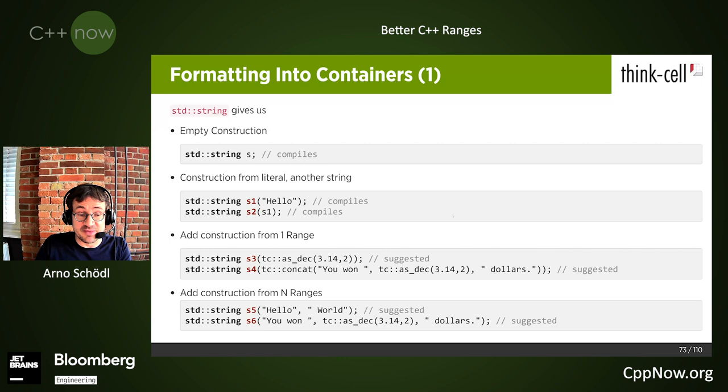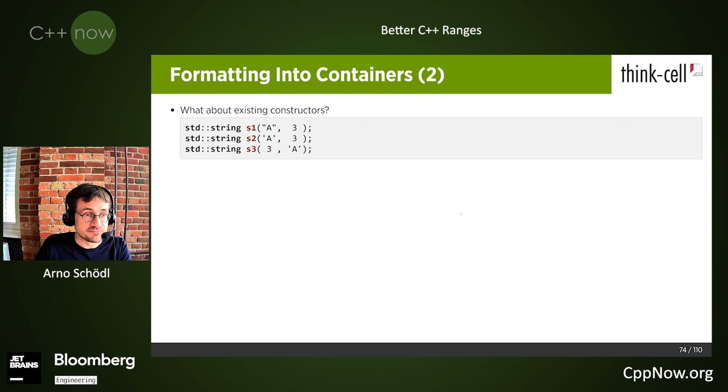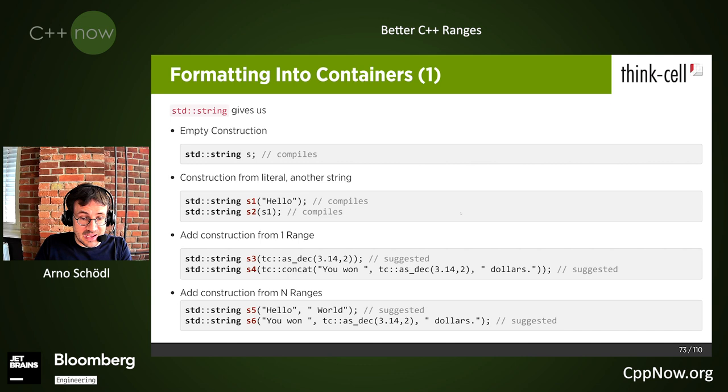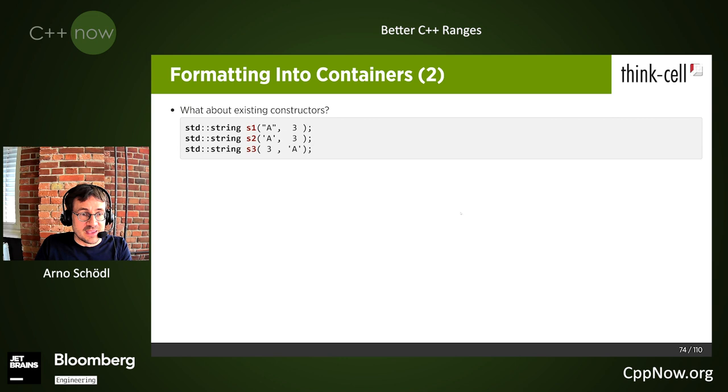You can just say, well, I can put together this string from multiple arguments, and they are just concatenated. Of course, this doesn't work. That's why it says suggested. This doesn't work in the standard library. But first of all, are we losing anything if we basically say, okay, we really want these constructors in the std string? So what about existing constructors in the std string? So here we have three of them.